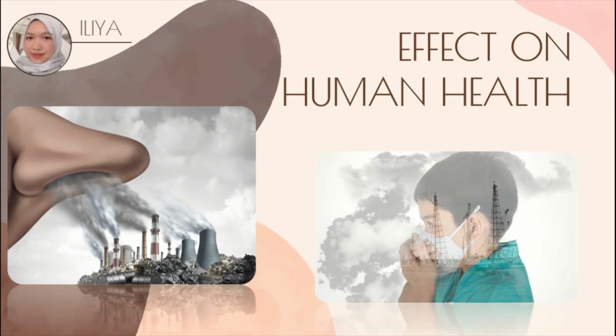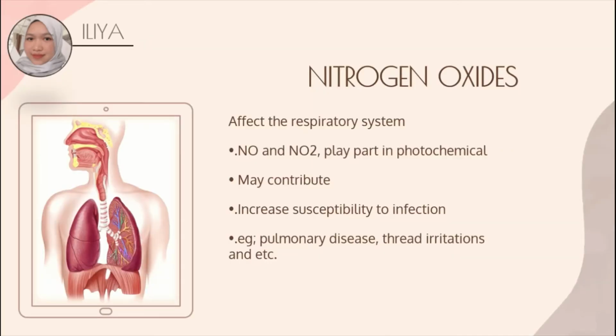Okay, I will start with nitrogen oxide. Nitrogen dioxide can affect the respiratory system. Nitrogen monoxide and nitrogen dioxide play a part in photochemical smog formation that may contribute indirectly to increased susceptibility to infection, such as pulmonary disease, impairment of lung function, and eye, nose, and throat irritation.